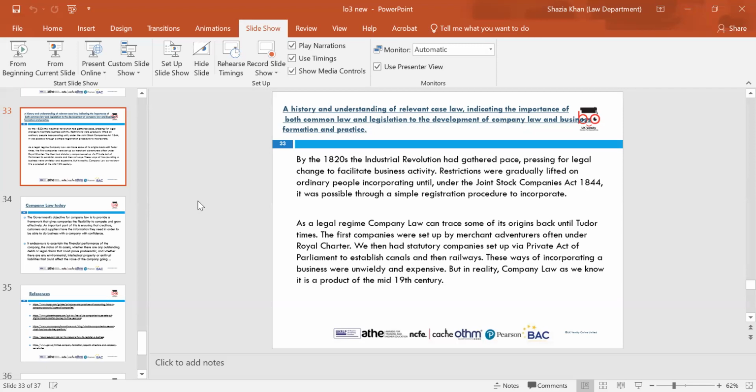Do you think there was a need for the changes in company law?